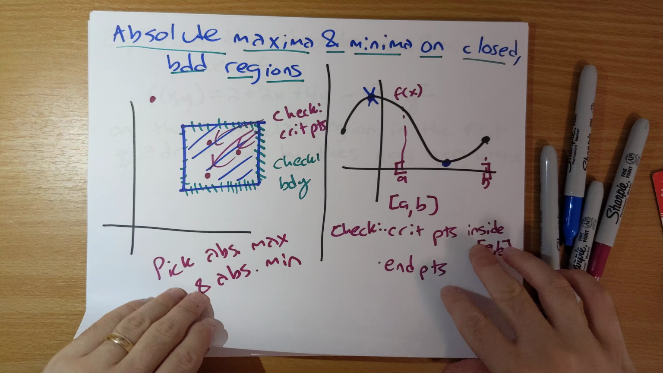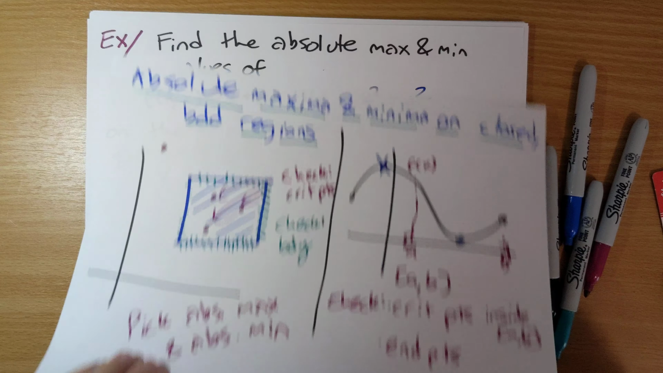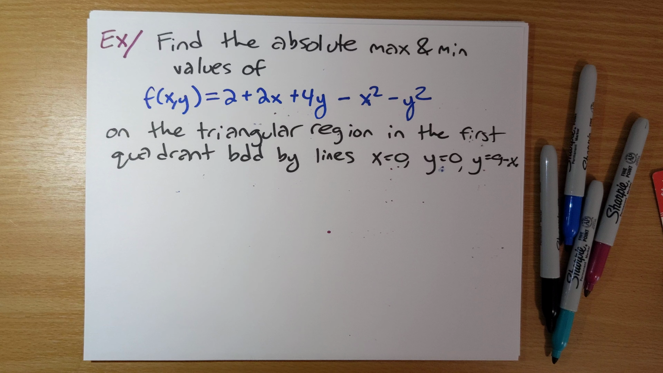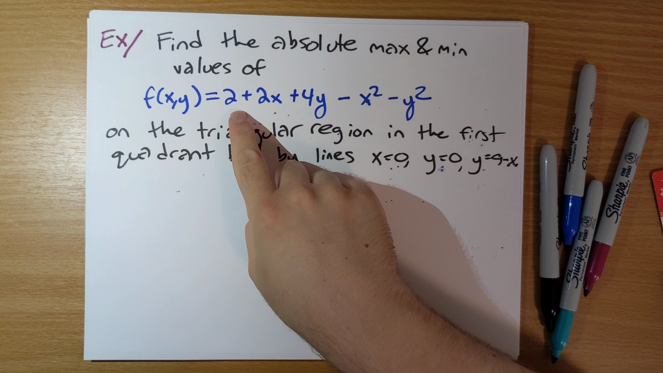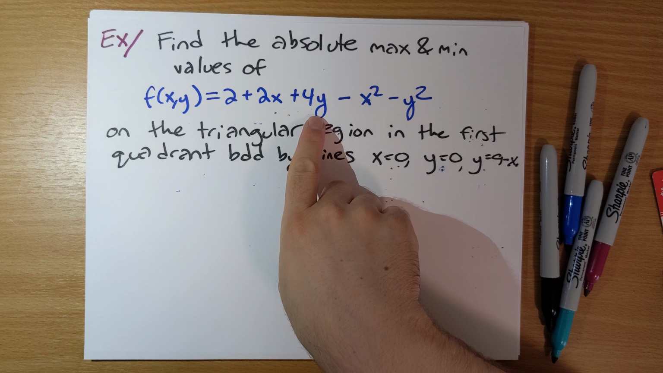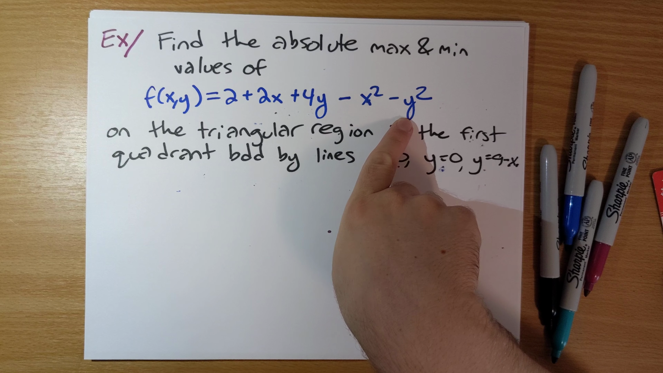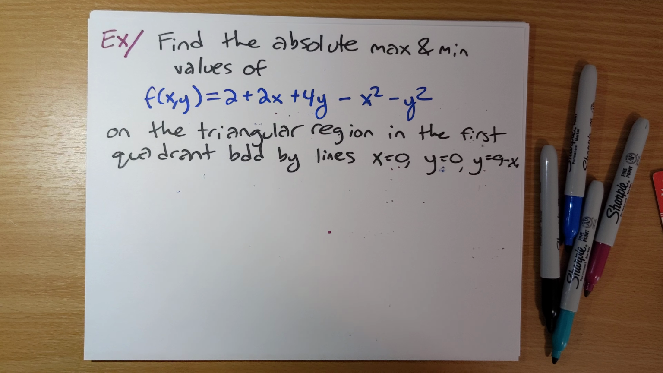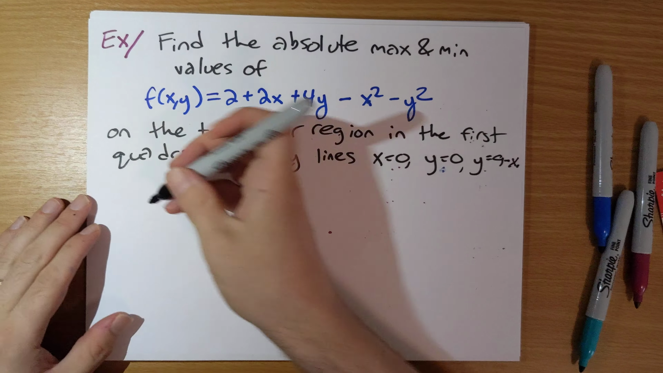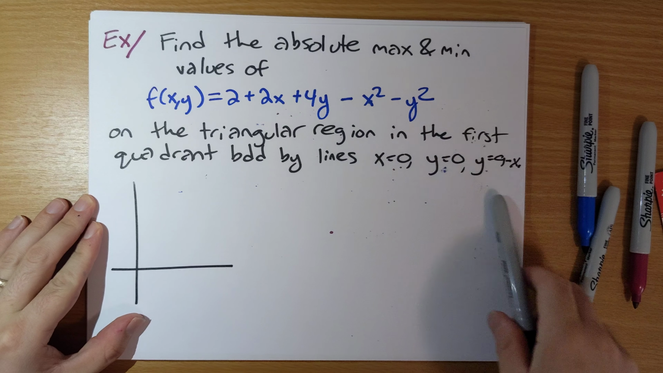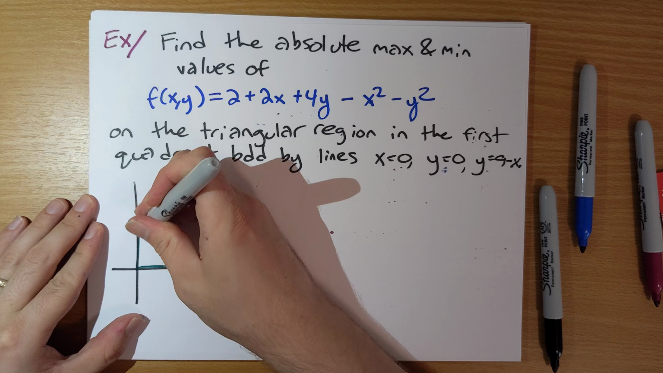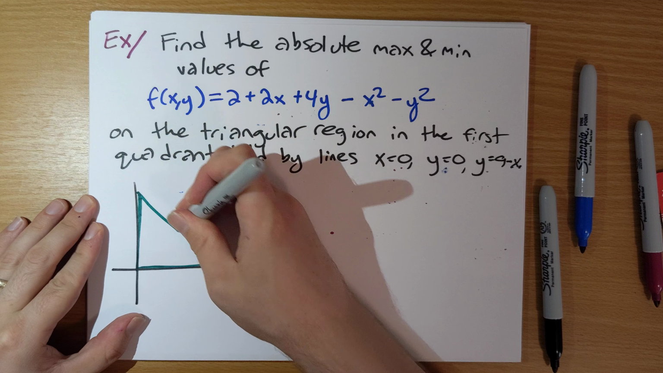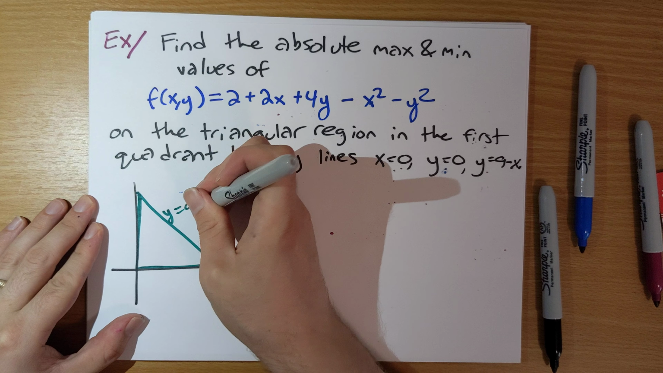Okay, so without further ado, let's do an example of this. Find the absolute max and min values of f of x, y is 2 plus 2x plus 4y minus x squared minus y squared on the triangular region in the first quadrant bounded by the lines. Let's draw this. x is equal to 0, y is equal to 0, y is equal to 9 minus x.